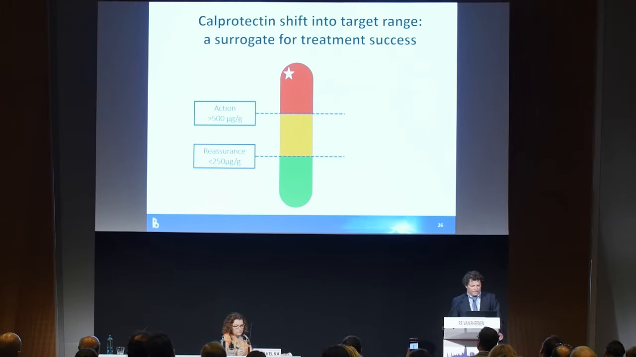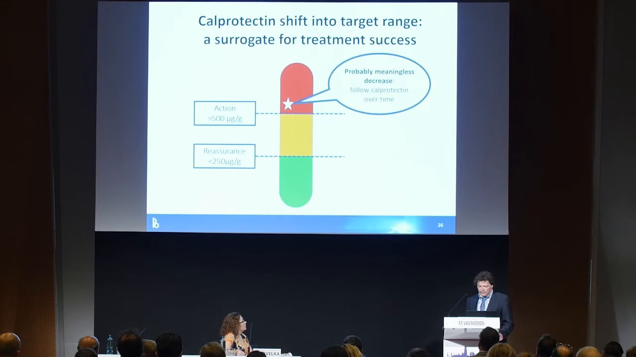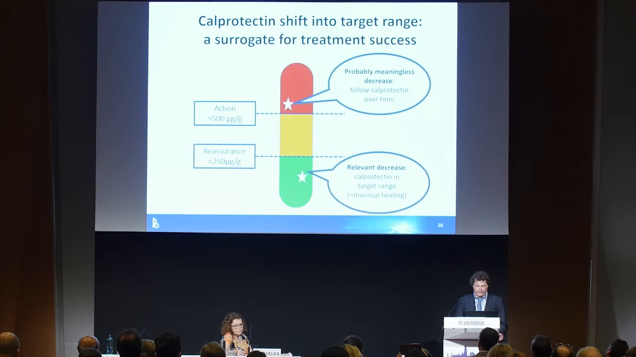So a lot of doctors think that they are doing a good job when there is a decrease of calprotectin, for instance, from a value of 2,000 to 1,000 micrograms per gram. But that is absolutely not the case. A decrease within the red area is a meaningless decrease, and you have to follow the calprotectin over time. But the decrease from the red area into the green area, that is a relevant decrease, because then you have really reached mucosal healing again.